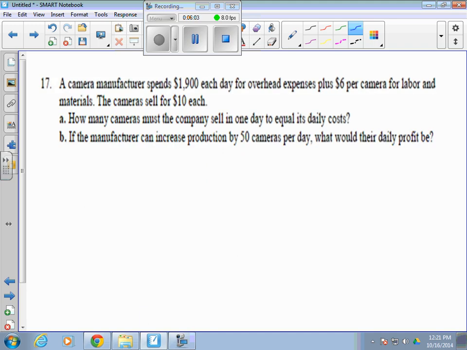17 says a camera manufacturer spends $1,900 each day for overhead expenses plus $6 per camera for labor and materials. The cameras sell for $10 each. So now think of this person that's manufacturing these. It says how many cameras must he sell to equal his cost. So his sales equal his cost. Sales is what he's going to get coming in. So he's got $10 per camera, so 10 times X. That's how much money he's going to make from his sales.